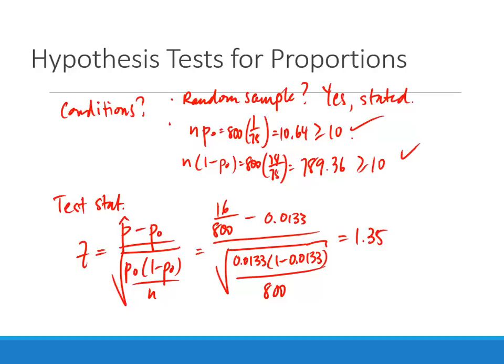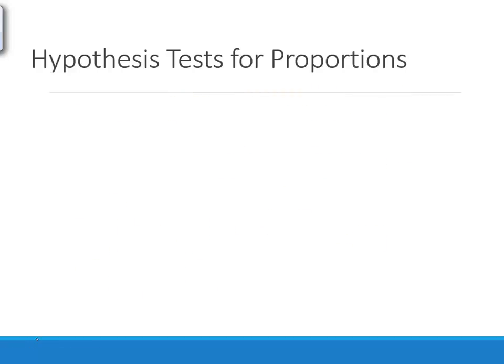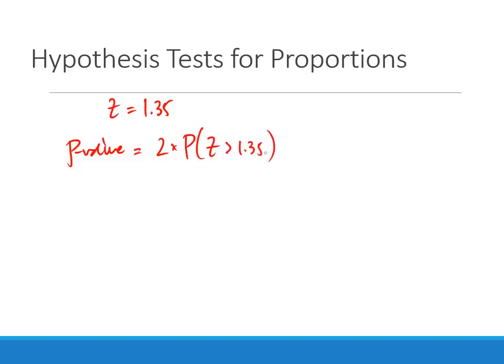Okay, so I have my test statistic. I'm ready to calculate my p-value. So z equals 1.35. What is my p-value going to be for this alternative hypothesis? Yes, 2 times the probability that z is greater than 1.35. Excellent. I want to look at both tails here, the upper and lower tail. So I take 2 times the probability that a standard normal is bigger than 1.35.